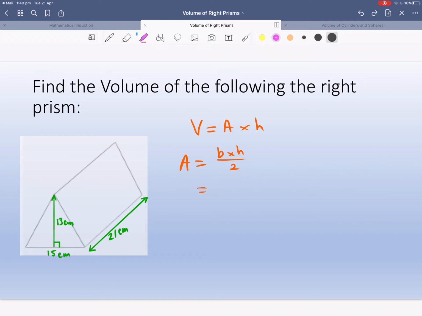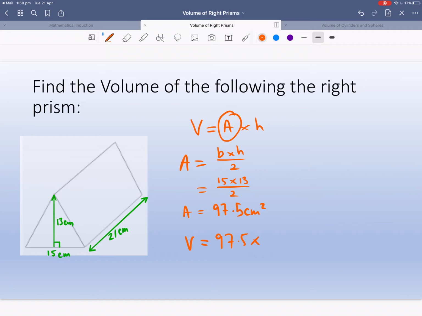All right, so let's do that. 15 times 13, and we're going to halve it. I'm just going to pop that in my calculator, see how we go. I get 195, I've got to divide that by 2, and I get 97.5. Now what are the units? Centimeters, and it actually is squared because we found the area of this cross section. Well, I think that's all the information I need. So I'm just going to go volume equals 97.5 because that's our area.